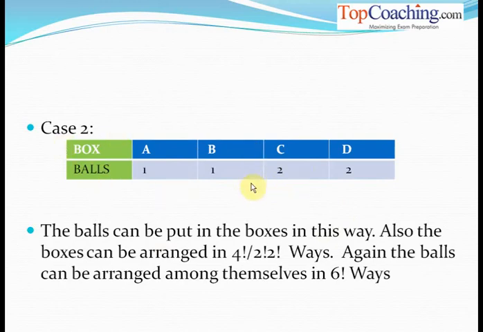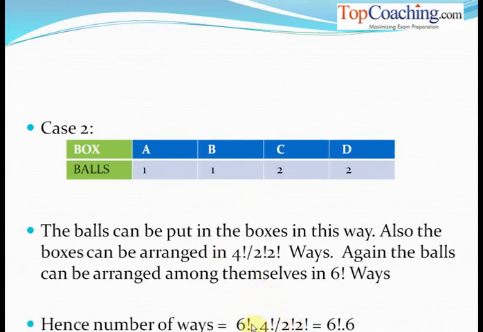Now again the balls can be arranged among themselves in 6! ways. So the number of ways is equal to 6! × 4!/(2! × 2!), which is equal to 6! × 6. Thus we can say that the total number of combinations is the sum of the number of ways obtained from both the cases, that is 6! × 4 + 6! × 6, and that is equal to 6! × 10. Now 6! is equal to 720, times 10 is equal to 7200. So these are the number of ways in which the 6 balls can be arranged in 4 different boxes.